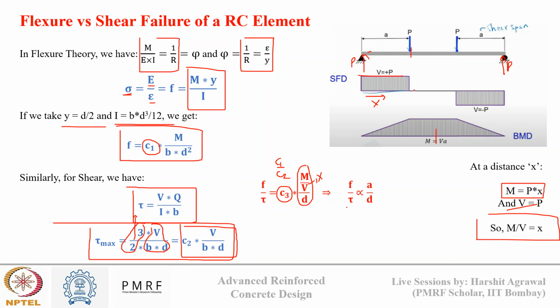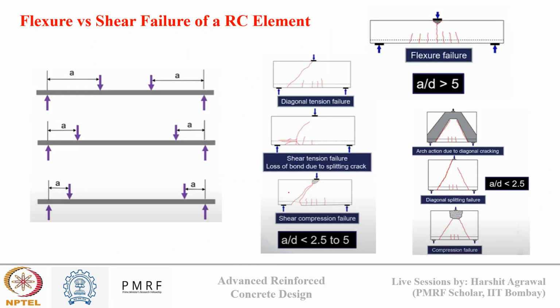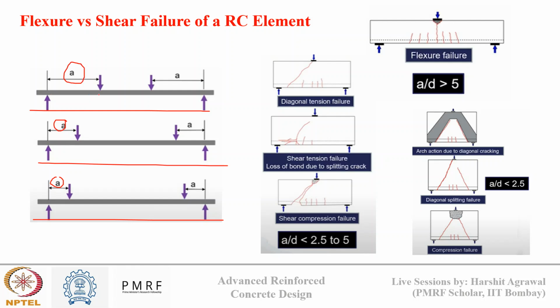we know the flexure stress upon shear stress will be directly proportional to this a by d. Now, this a by d is important to us, because this ratio dictates which type of failure mode will dominate in a reinforced concrete section. There are three cases in front of me, and all three have different a values. This is a smaller a value, this is a little more, and this is the highest a value.